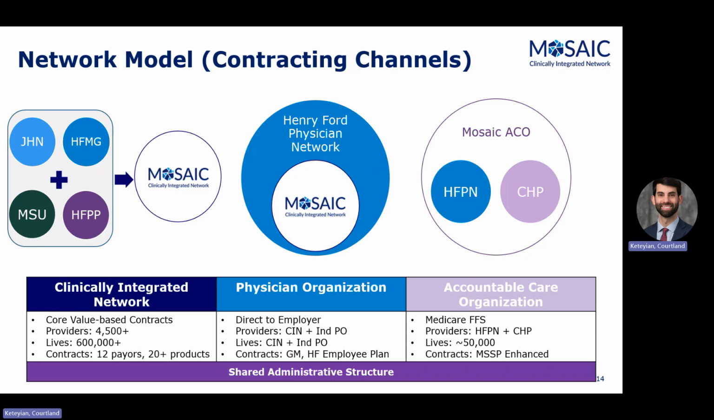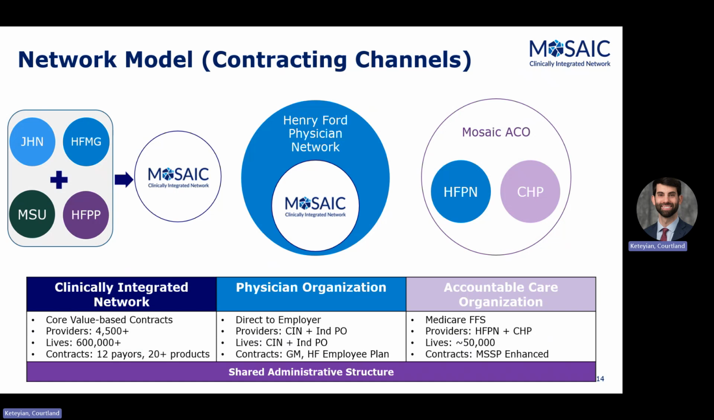The second organization to call out is the Henry Ford Physician Network, which is more of a classic physician organization, but really an umbrella physician organization. And that PO is really set up to do our direct-to-employer contracts. The ones that are most notable are General Motors and then our own employee plan. And so what this allows us to do is partner with other physician organizations that may want to participate in certain contracts with us. So the CIN is really single signature. If you're in, you're in everything. It's a very tightly aligned, highly integrated model.